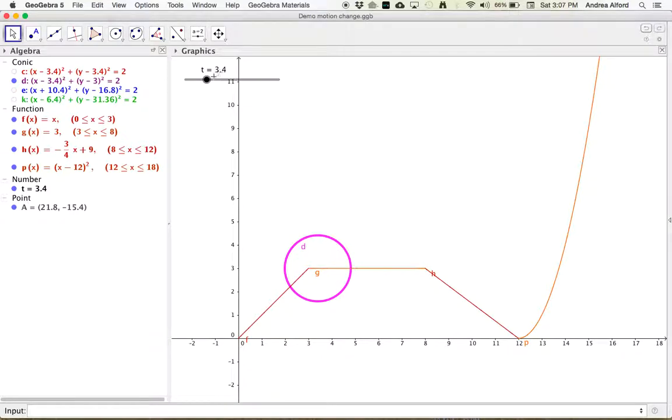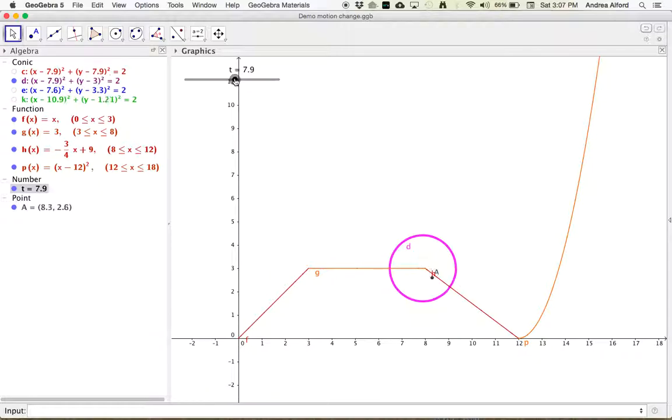So we see as we do that, it's moving all the way across. Don't mind that little point A. I was using that for some reference here. It goes until I get to the point 8, 3. And now, if you can see, I'm going to switch over to my blue circle, E.